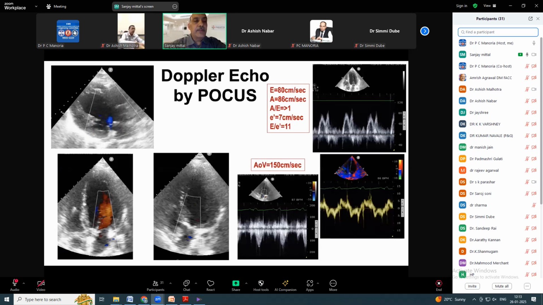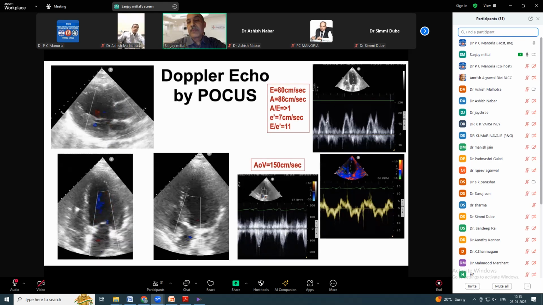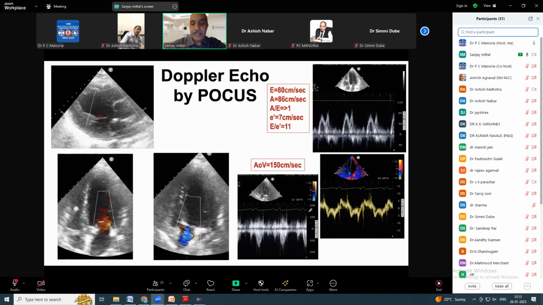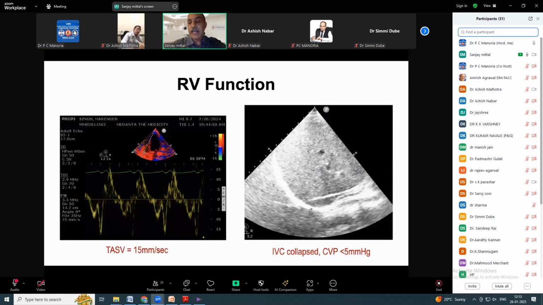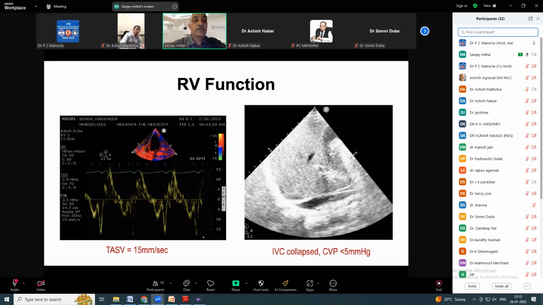So what we did was we looked at the other parameters, and the biggest challenge was the mitral inflow pattern was A, which was taller than E wave, suggesting that LV end-diastolic filling pressure was not high. And what we also found is that when we looked at the IVC, it was all collapsing.